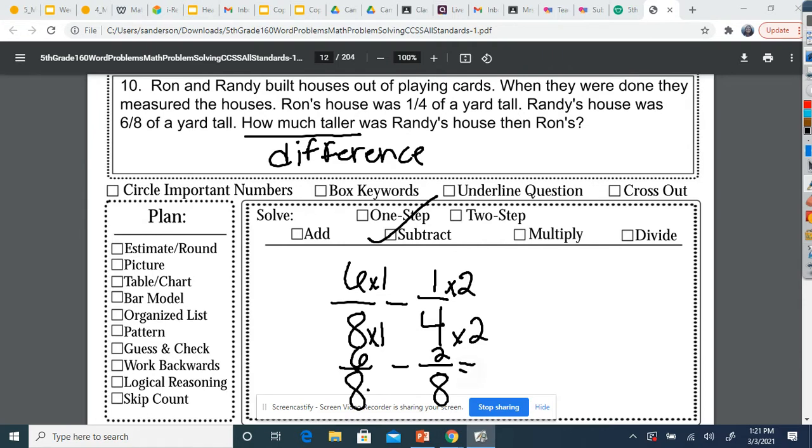Now we can solve it because our denominators are the same. 6 minus 2 is 4, and then I keep that denominator of 8. So before we move on, we need to see if this can be simplified. What is the largest number that both 4 and 8 can be divided by? They can both be divided by 2, but there's a number that's bigger, 4. They can both be divided by 4 to simplify this fraction. 4 divided by 4 is 1. 8 divided by 4 is 2. So 1/2 will be my simplified answer.